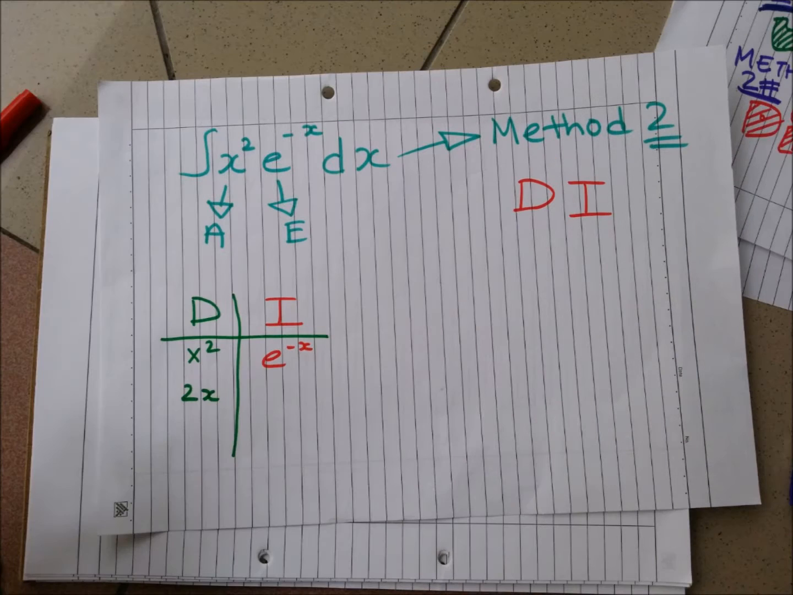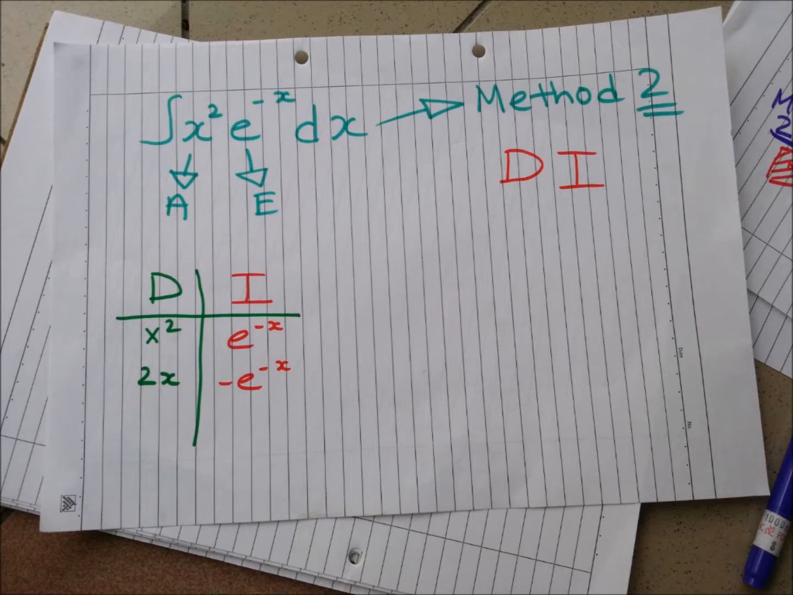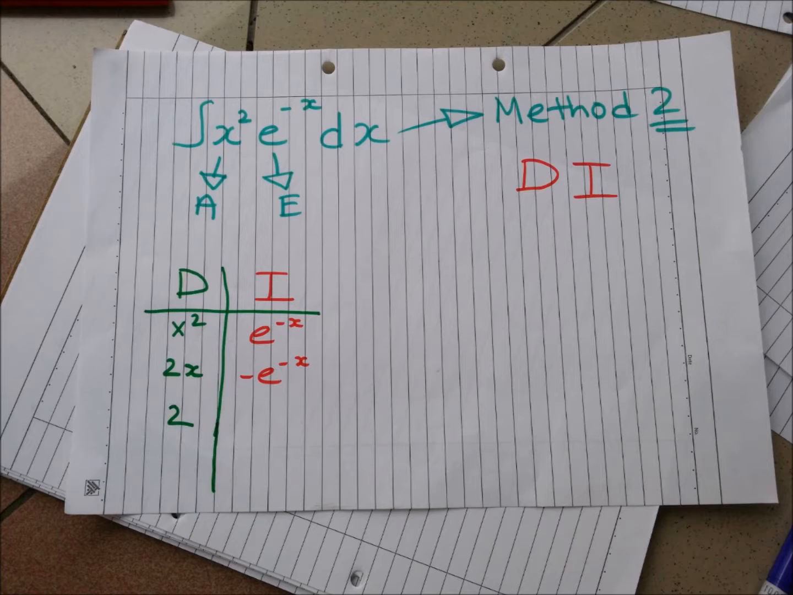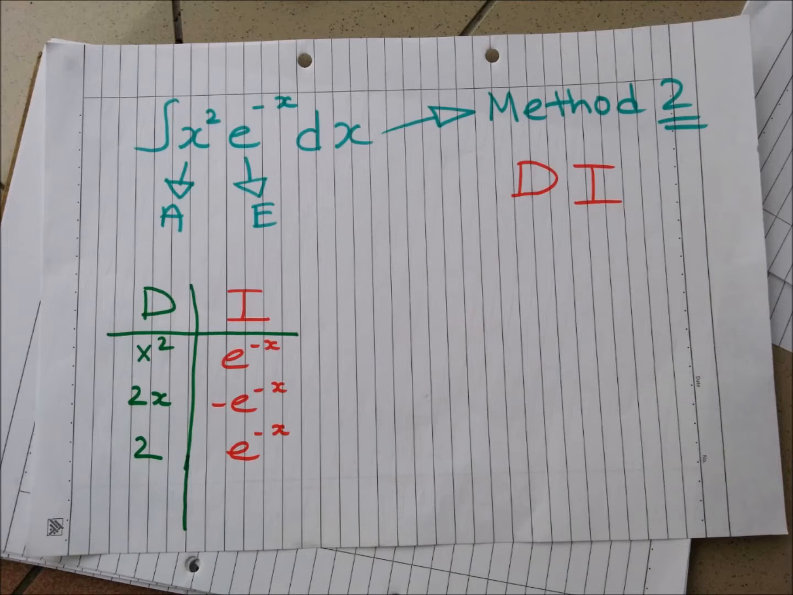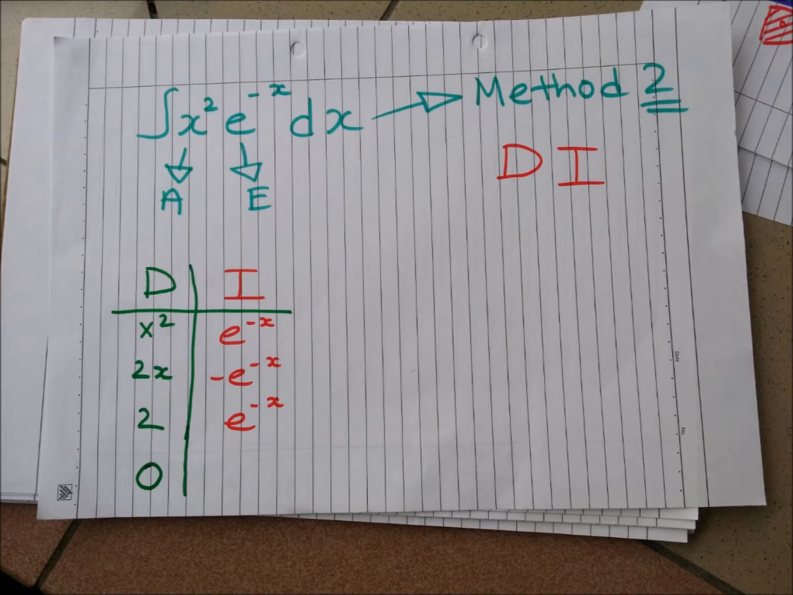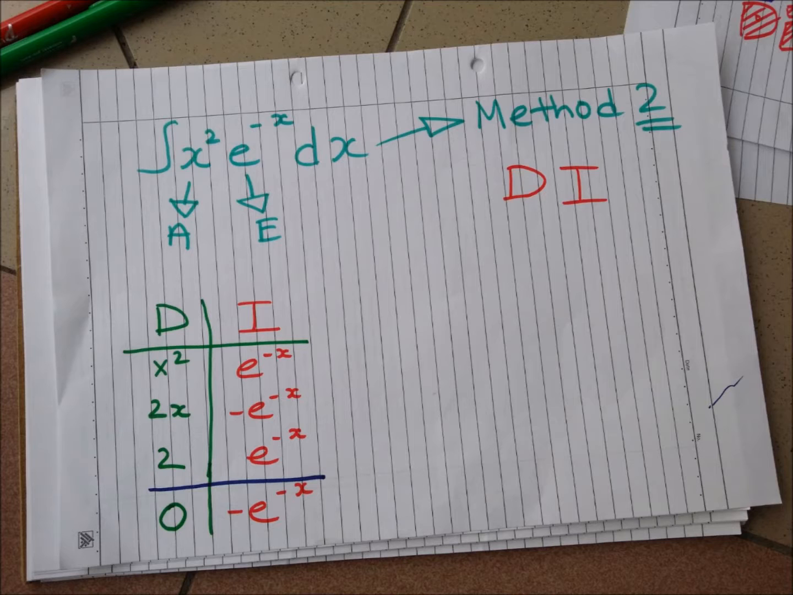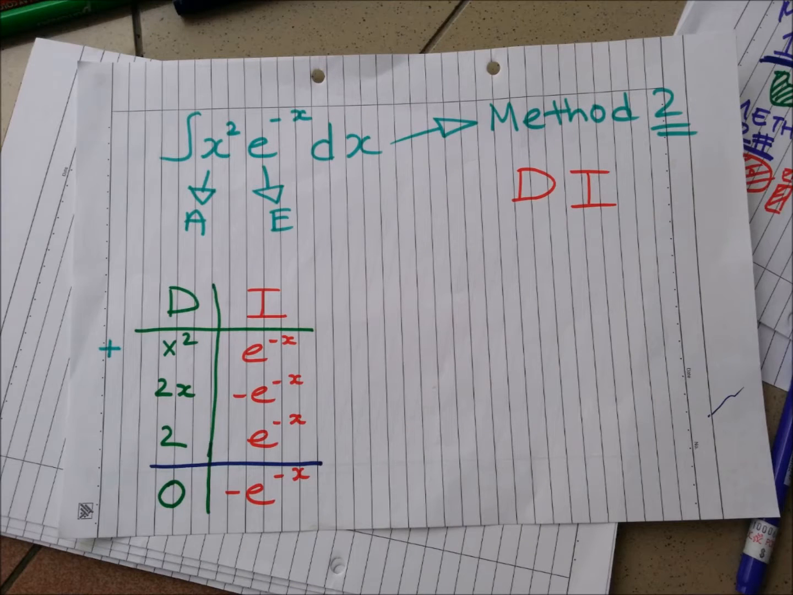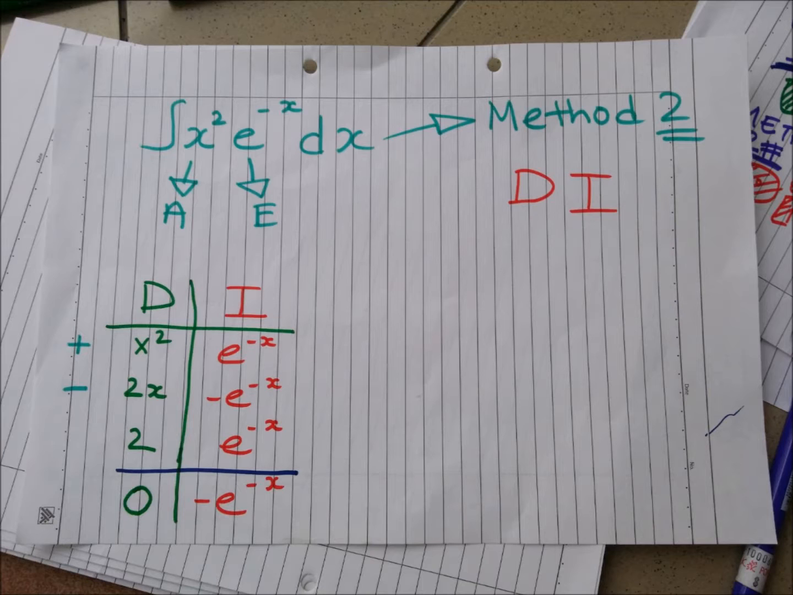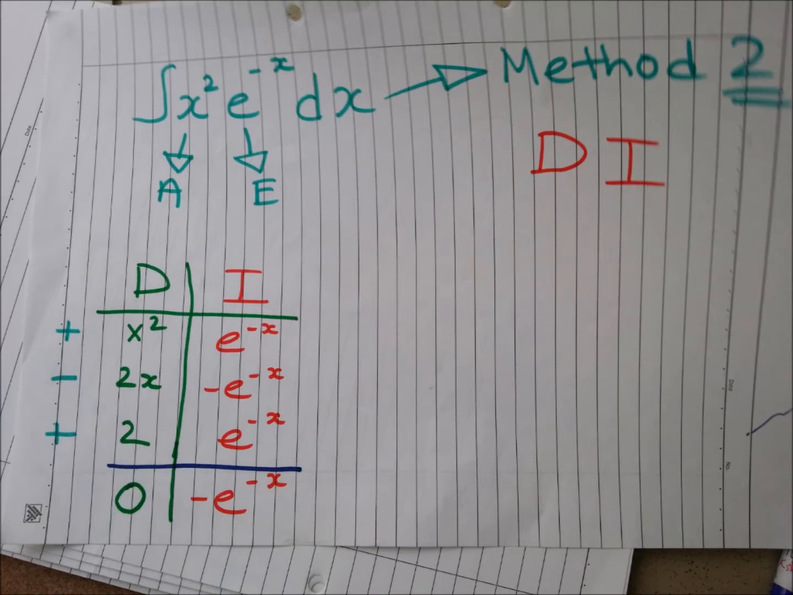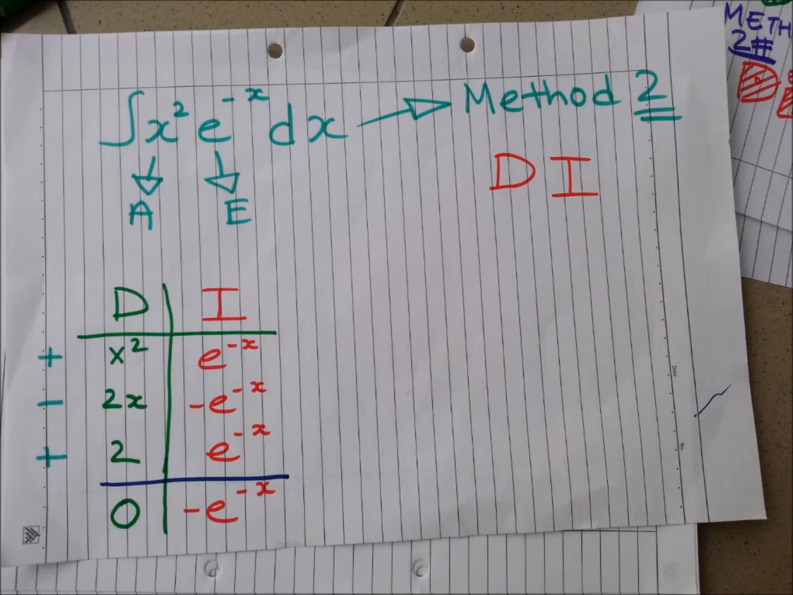Hence you differentiate x squared, you get 2x, integrate e to the negative x, you get negative e to the negative x. Differentiate 2x again, you get 2, and integrate e to the negative x, you get e to the negative x. Differentiate 2, you get 0, and integrate another time, you get negative e to the negative x. Hence you write down the signs on the side, which is plus minus plus, and after doing that, you have to write an arrow down.